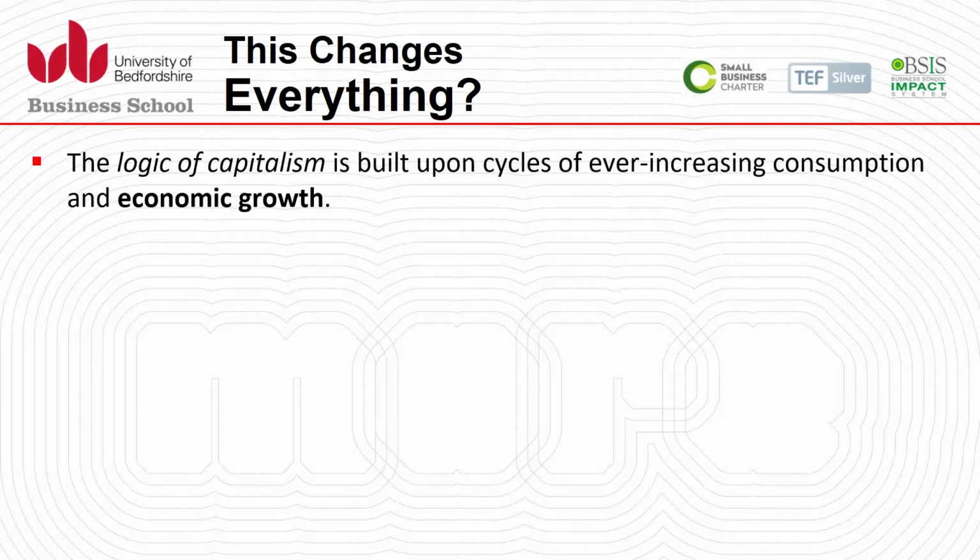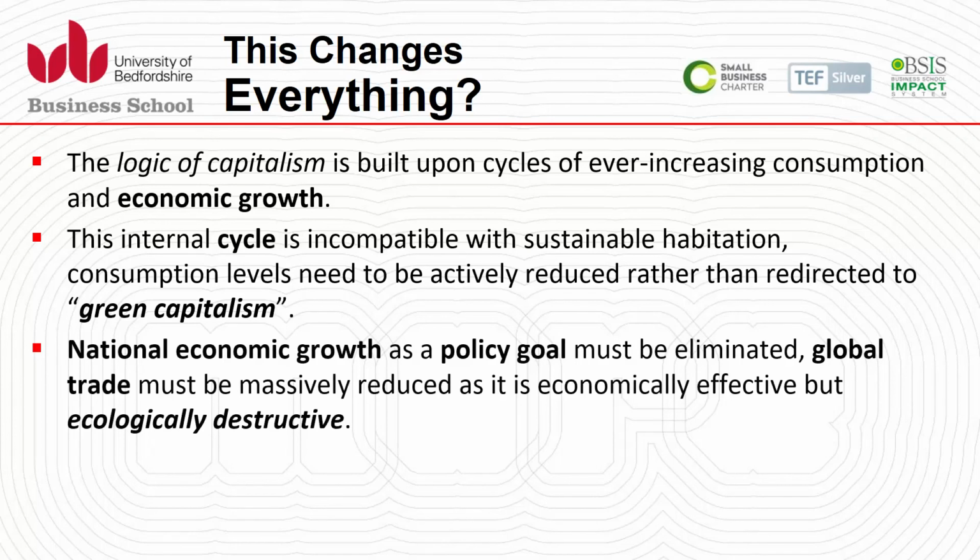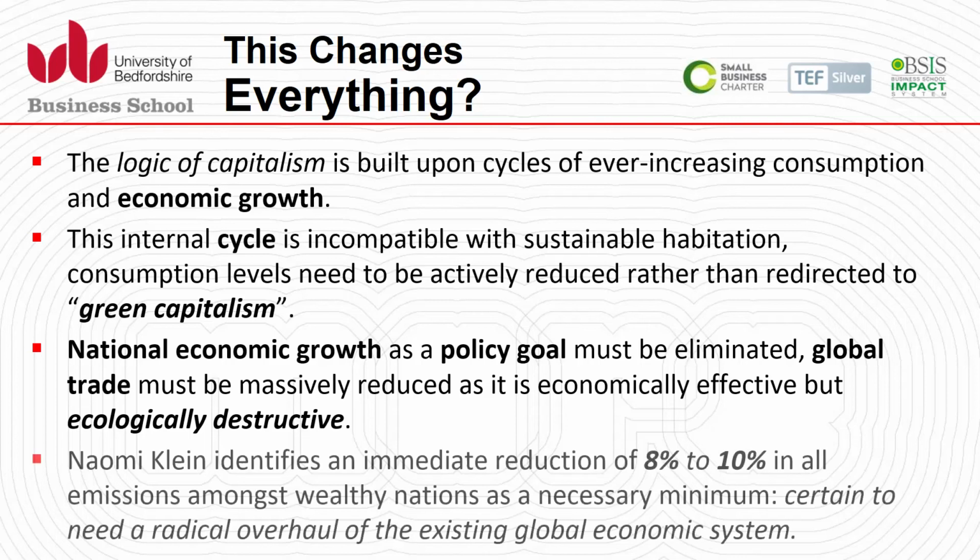The article shows that the logic of capitalism is built upon cycles of ever-increasing consumption and economic growth. This internal cycle is not compatible with sustainable habitation. Consumption levels need to be actively reduced rather than redirected to green capitalism. National economic growth as a policy goal must be eliminated. Global trade must be massively reduced, as it is economically effective but ecologically quite destructive.